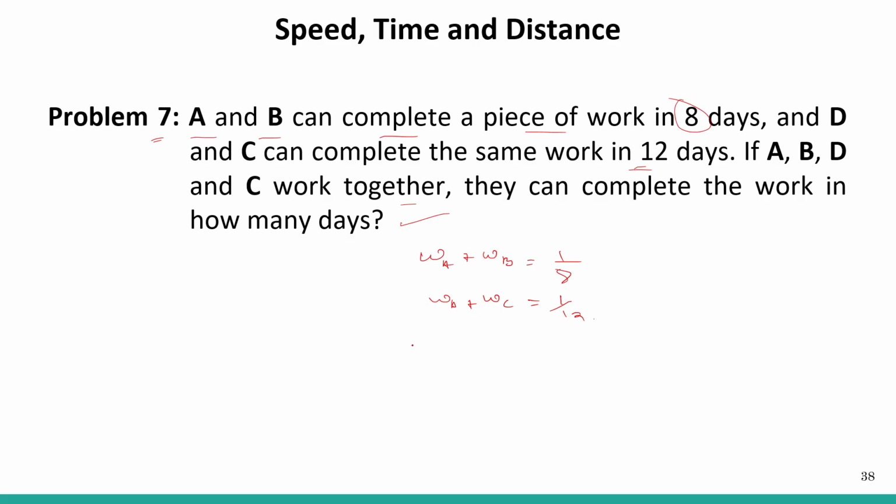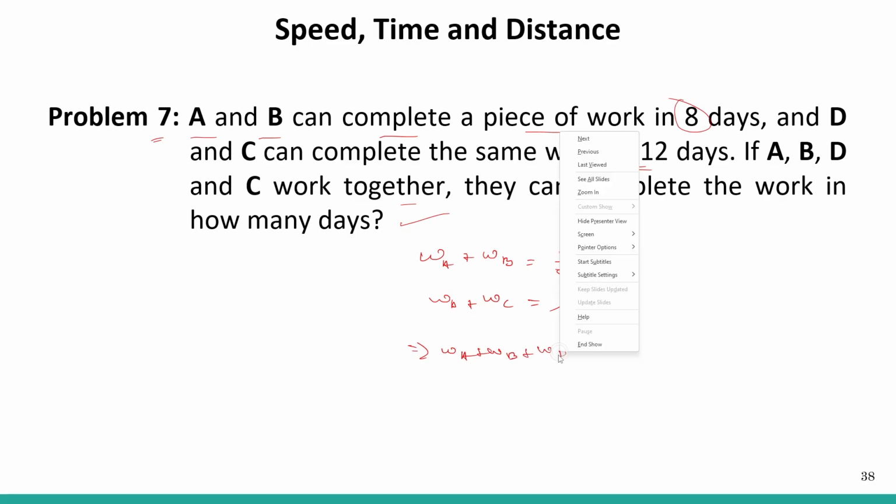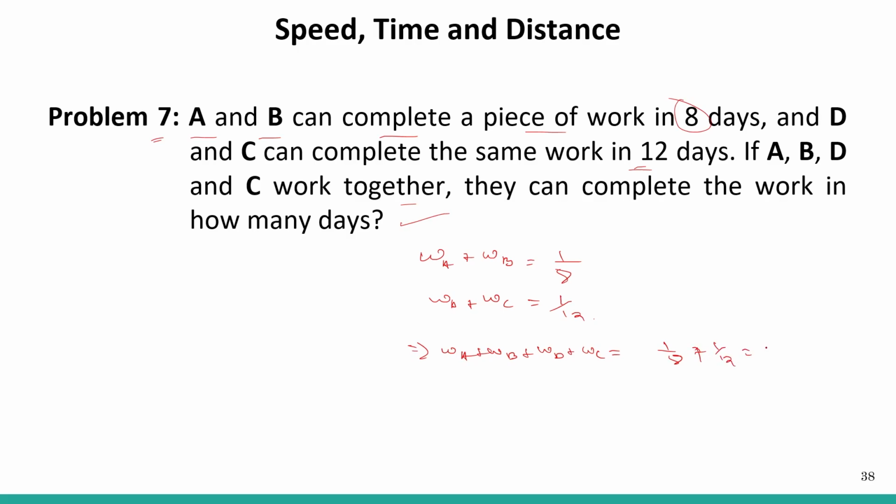Okay, so this implies that WA plus WB plus WD plus WC is equal to 1 by 8 plus 1 by 12. So this is equal to, so it will be 12 into 8 is equal to what?